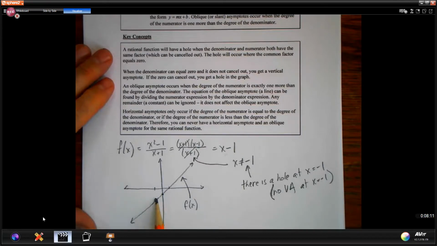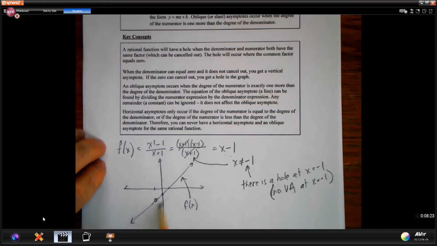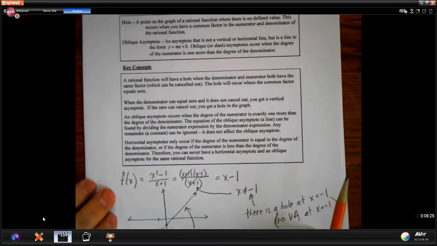but the fact that there's a hole along it probably means the original function was a rational function that we could simplify into linear in this case. Okay, so that's how that works.